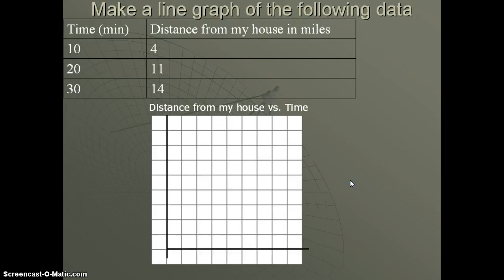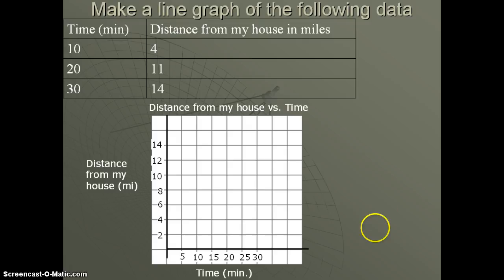Let's label our axes. So time in minutes is going to go on the x-axis. Distance in miles is going to go on the y-axis. Now let's number our axes. So here I'm going to go by 5s: 5, 10, 15, 20, 25, 30. And over here I'm going to go by 2s: 2, 4, 6, 8, 10, 12, 14. Okay, now we actually have to graph it.